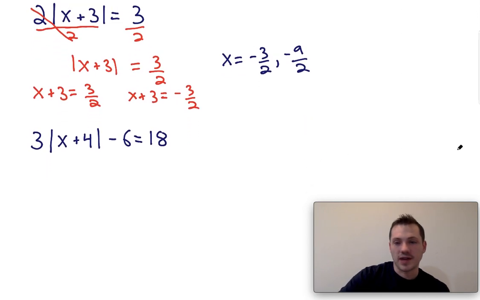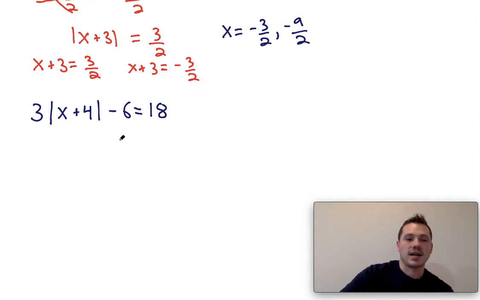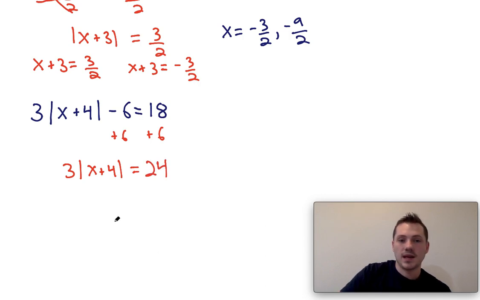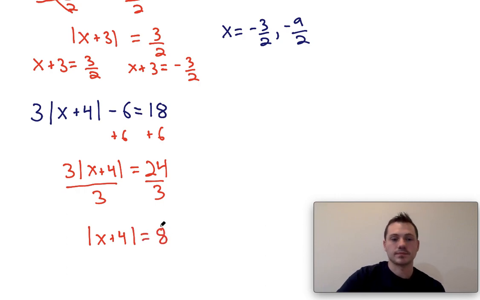Taking a look at our third and final equation, we can see that there are a few more steps present. So here, in order to isolate the absolute value, we first have to add 6 to both sides. When we do that, we come up with 3 times the absolute value of x plus 4 is equal to 24. We can then divide both sides by 3, and after doing that, we come up with the absolute value of x plus 4 is equal to 8.